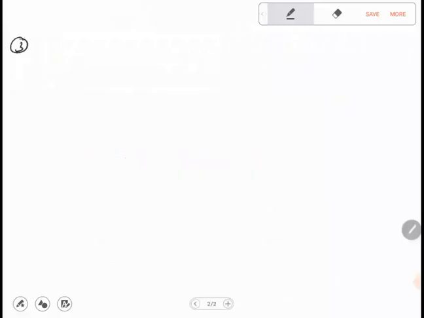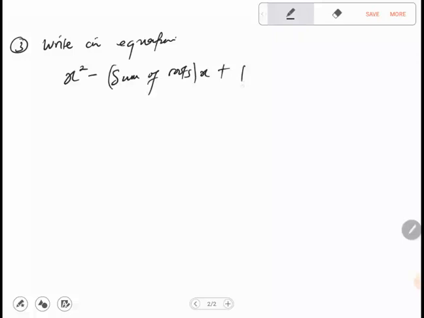Now, the last step is step 3. Now, we now write an equation. Remember, we've been asked to write an equation, right? With those roots. Now, we know that the standard equation of writing that equation is x squared minus sum of roots multiplied by x plus the product of roots equal to 0.